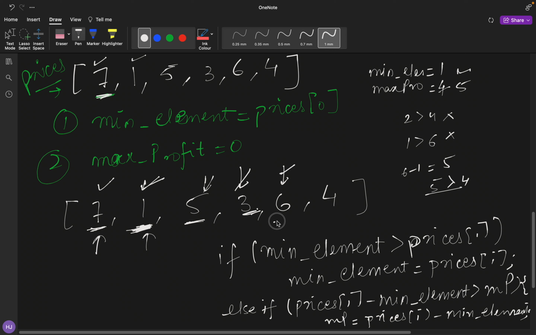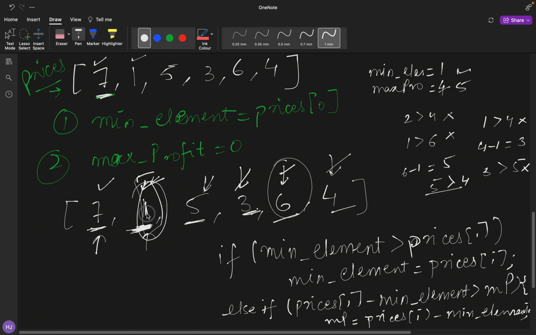So now move on to the next element, that is 4. Is 1 greater than 4? No. And 4 minus 1 is 3. Is 3 greater than 5? No. So it means I have got my maximum profit: buy on day 1 and sell it on day 5 as per the algorithm.